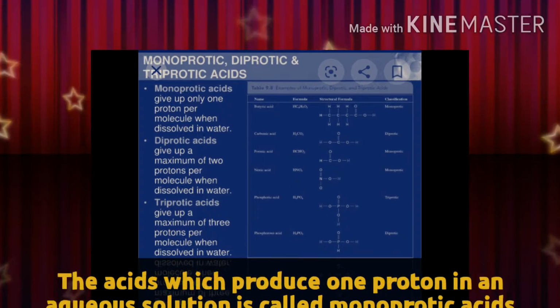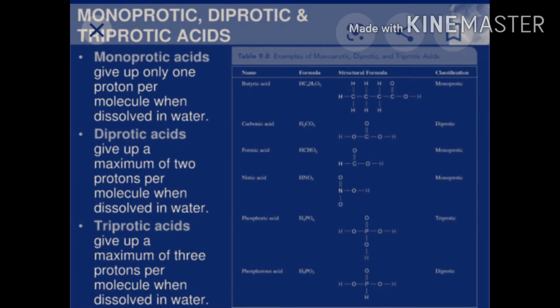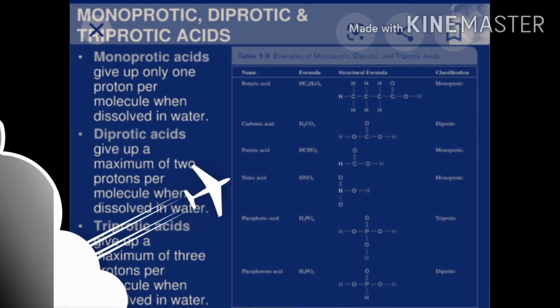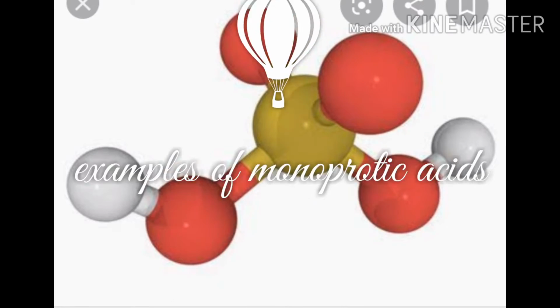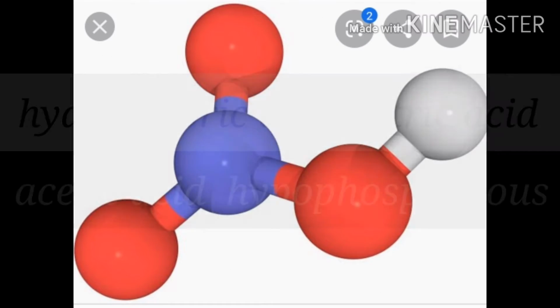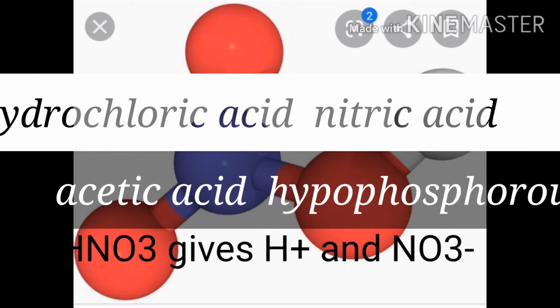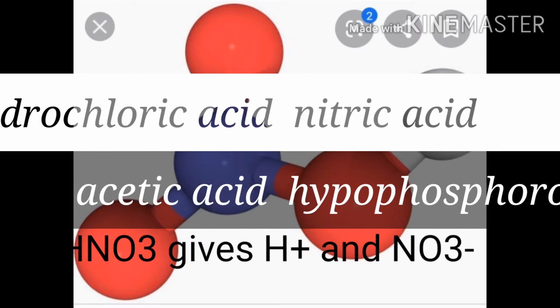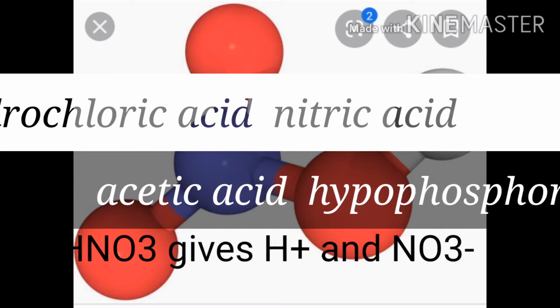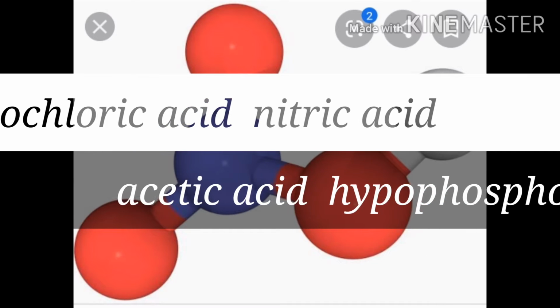Monoprotic acids: the acids which produce one proton in aqueous solution are known as monoprotic acids. Examples of monoprotic acids: hydrochloric acid, nitric acid, acetic acid, hypophosphorous acid. HNO3 gives H+ and NO3-.